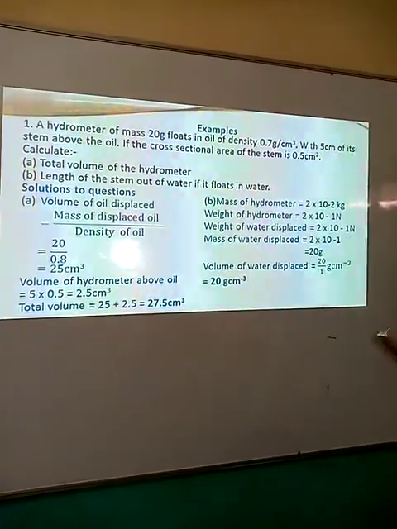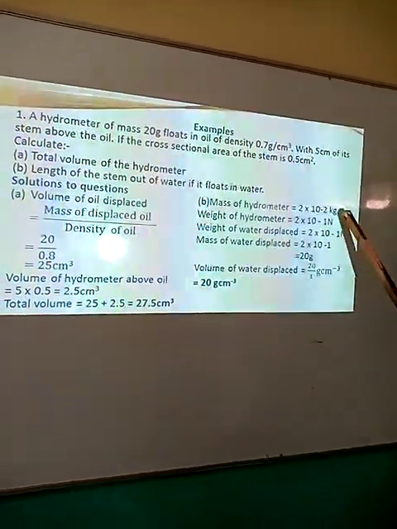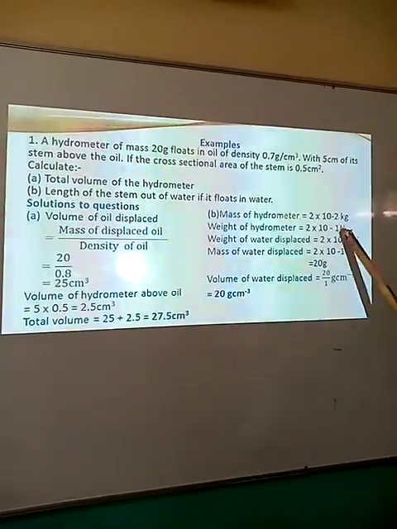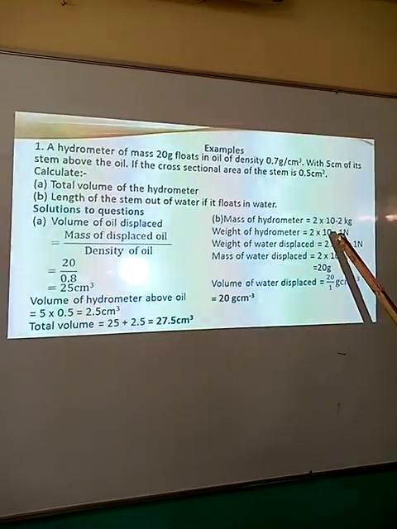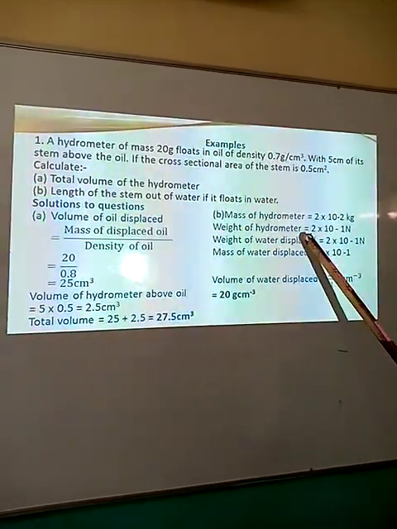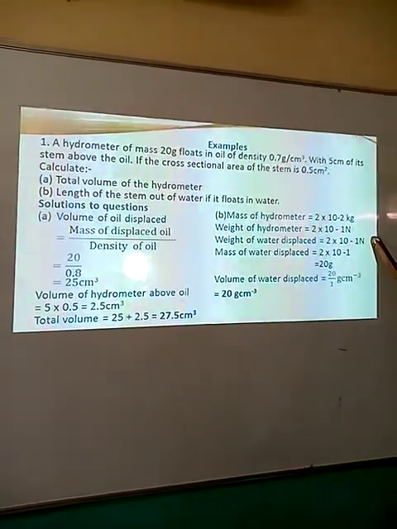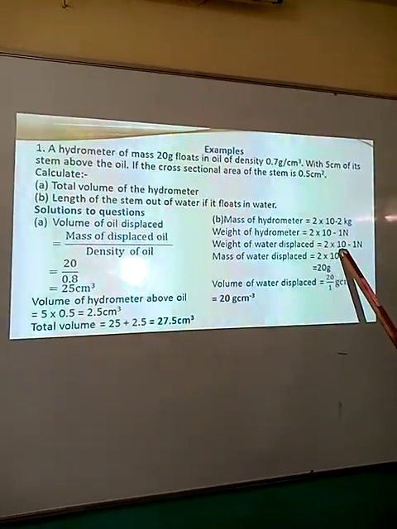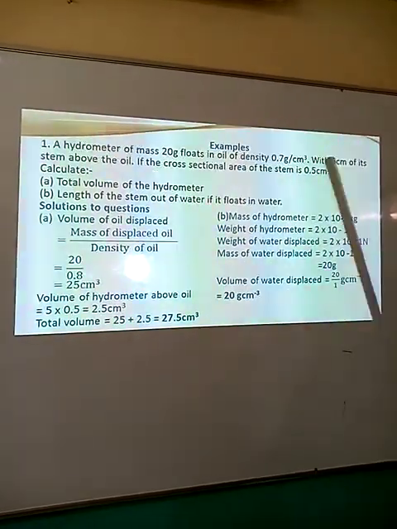Now, the length of the stem out of water if it floats in water. If it floats in water, it will displace the same mass. So the mass of the hydrometer is 20 grams, and the weight of the hydrometer will be 0.2, which is written as 2 times 10 to the power negative 1. The weight of water displaced will also be the same because it is floating in water, the same as the weight of the hydrometer. So the mass of water displaced will just be 20 grams.